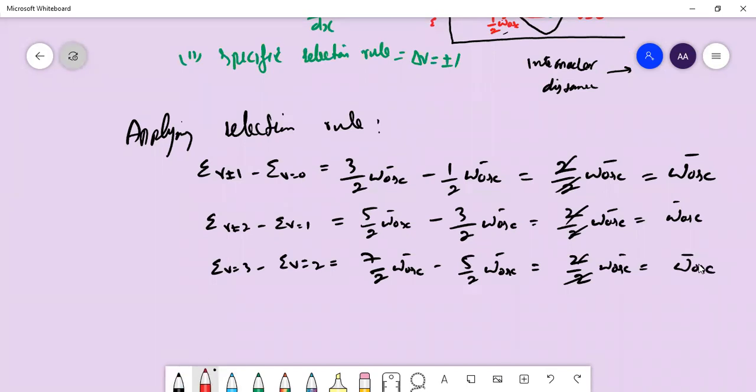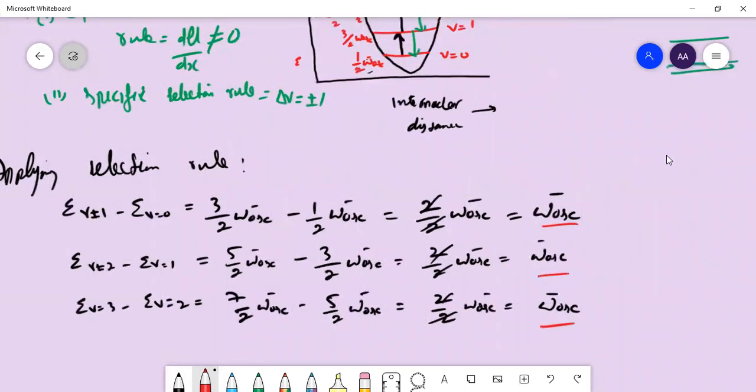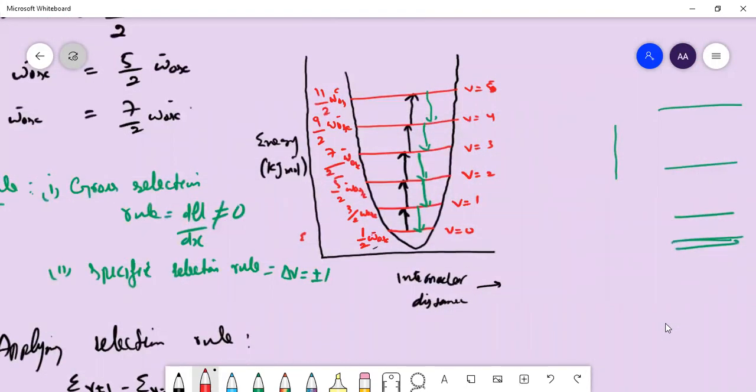So what I am getting here is that the spacing between any two transition levels, whatever we are drawing here, V0, V1, V2, V3, is equal. Every energy level is equally spaced.